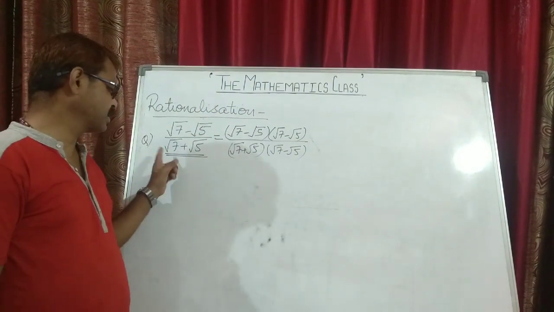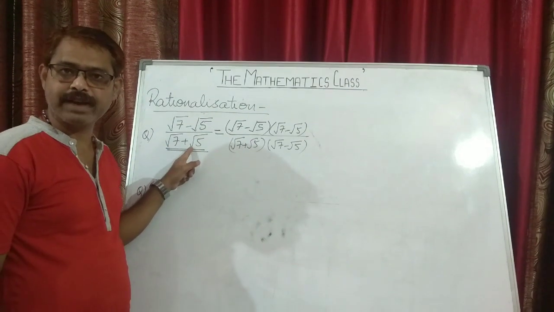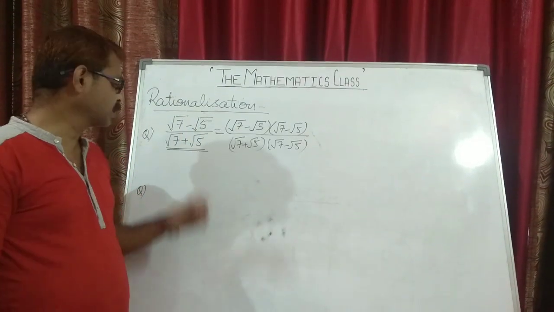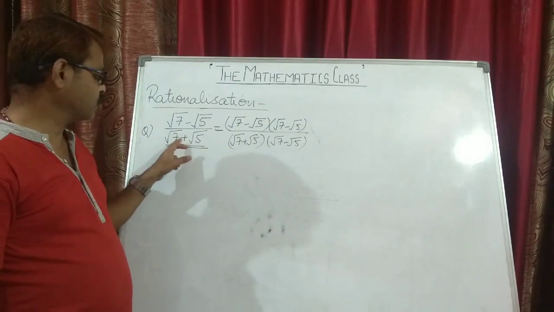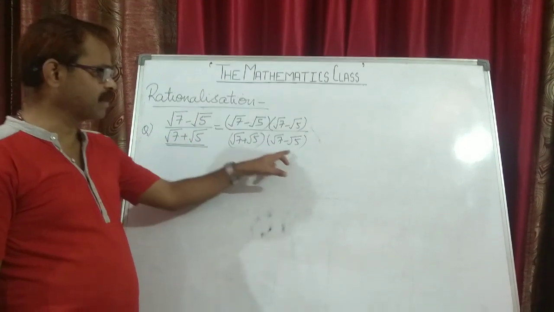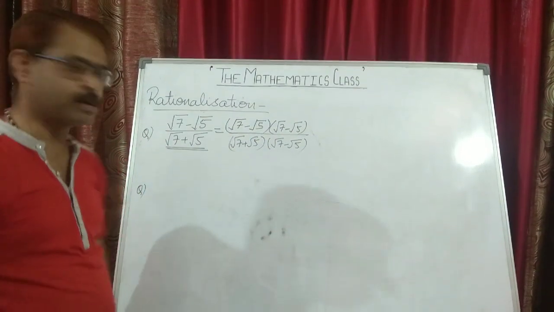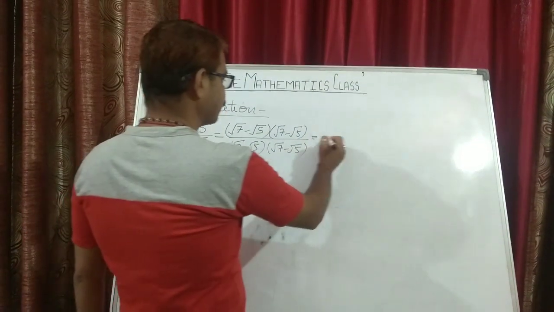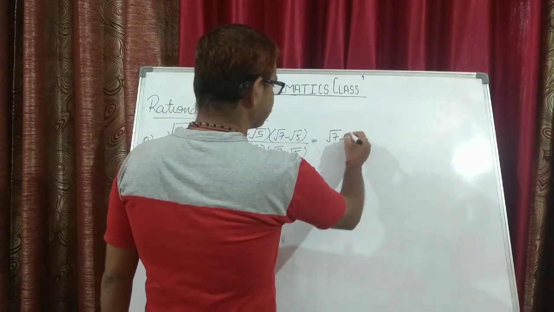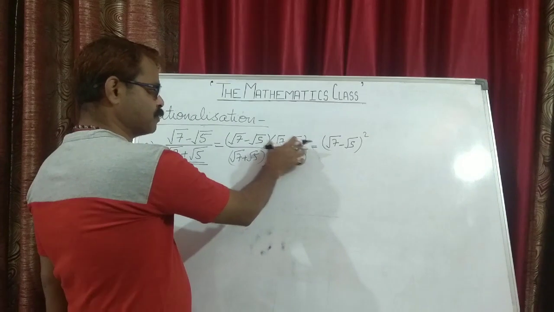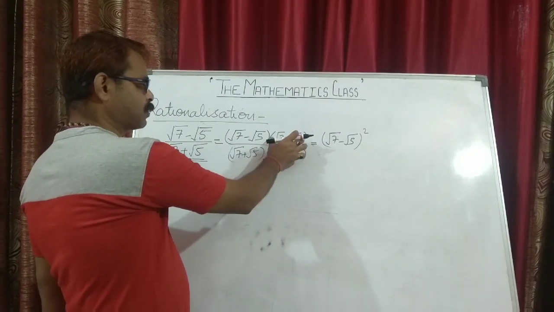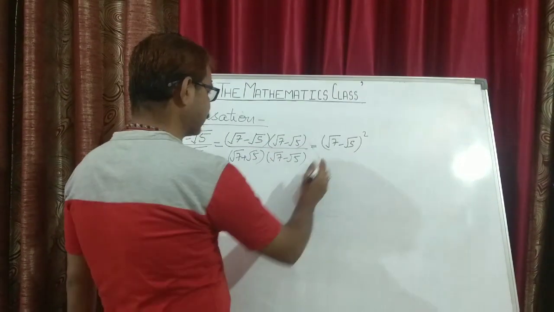Since this is given as root 7 plus root 5, I can easily make out that its rationalizing factor will be its minus sign. So root 7 minus root 5 is multiplied to both numerator and denominator. This will be root 7 minus root 5 whole square. This is the same, this is the same. So when a number is multiplied to itself, it can be written as a square.